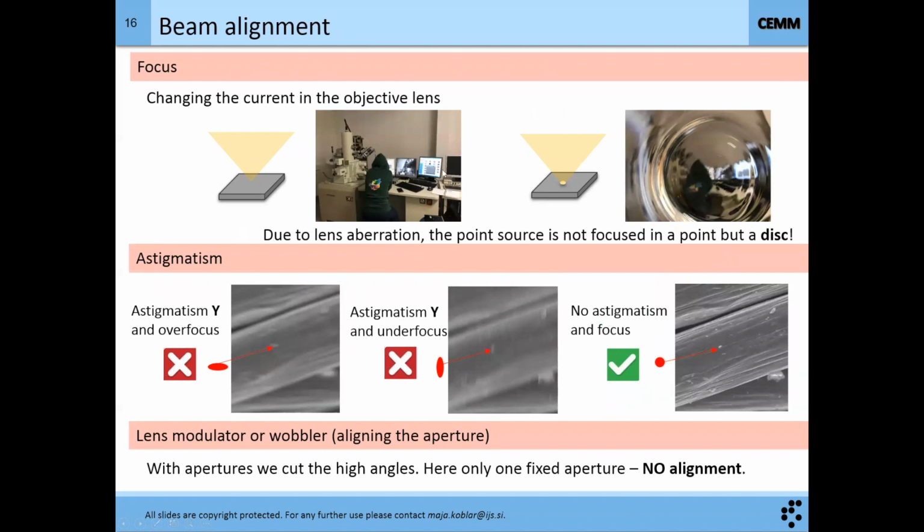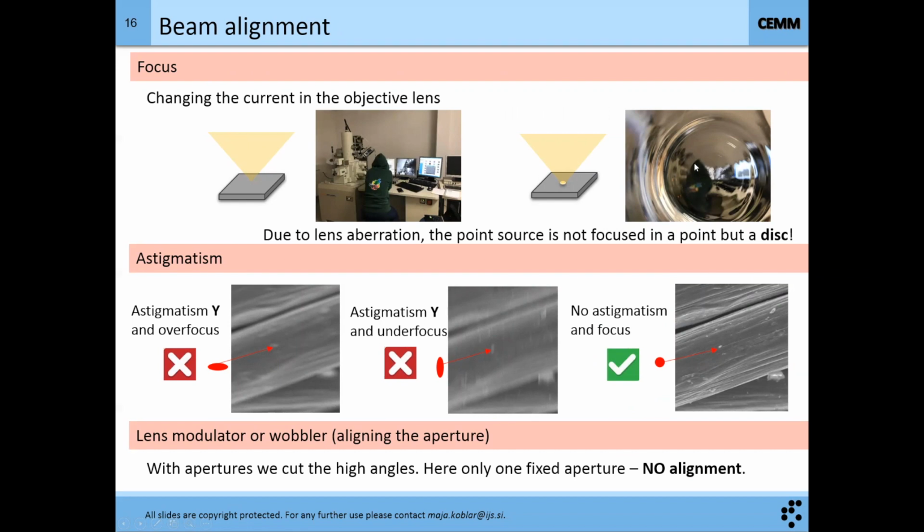Then the 3 other points that you align are the focus, astigmatism, and the wobbler or lens modulator. So the focus, you're just changing the current in the objective lens. Well, ideally you would have no aberrations, but you do. So you look like this.